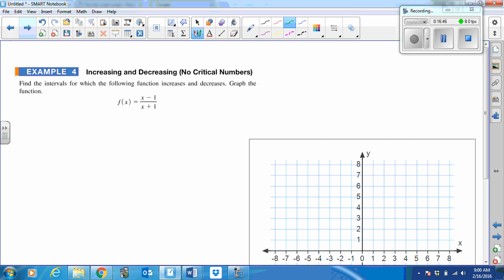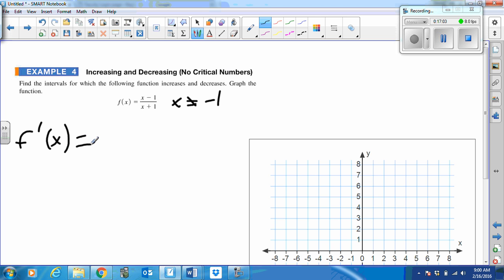Well, first we're going to look at restrictions on the original function. In the original function, x can't be negative 1. So we know we have that restriction. Now when I find the derivative of f of x, you have to use the quotient rule.